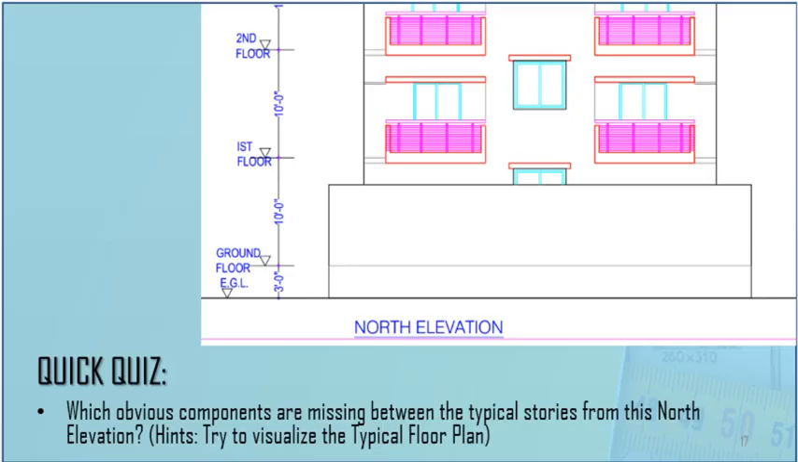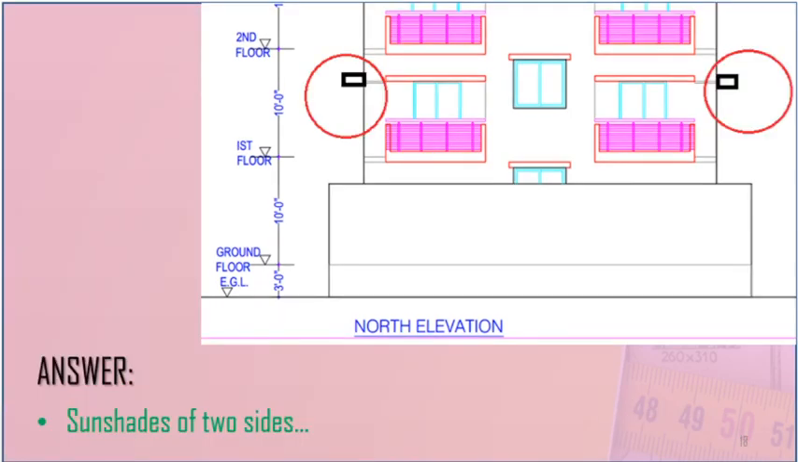Okay, the question is which components are missing between the first and second typical floors, typical stories, from this north elevation. So you have hints there, so please guess quickly. By this time I think you have identified it. The answer is that the sunshades on two sides are missing from this north elevation, as we have discussed in the south elevation as well. So you must give these sunshades here. So please try to visualize while drawing.